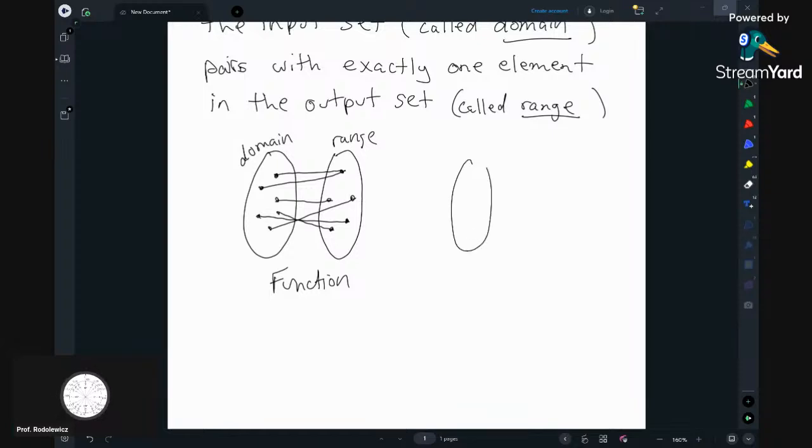But not a function would be something like this. Here's some people. And come on, highlighter, let's go. There we go. A little bit off there. This might not be as elegant as I thought. Here's our issue.